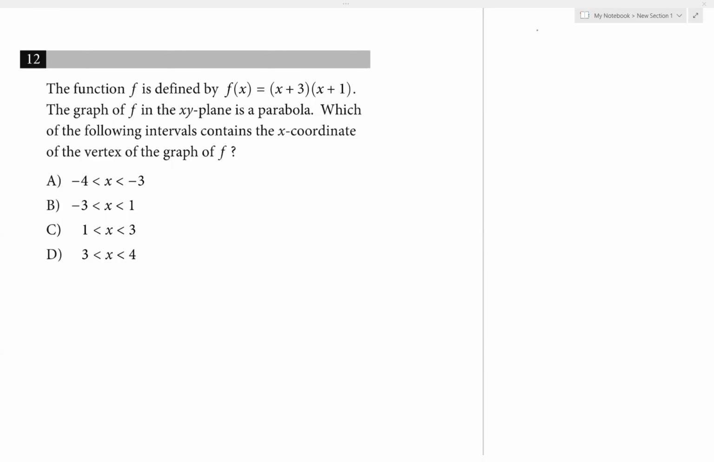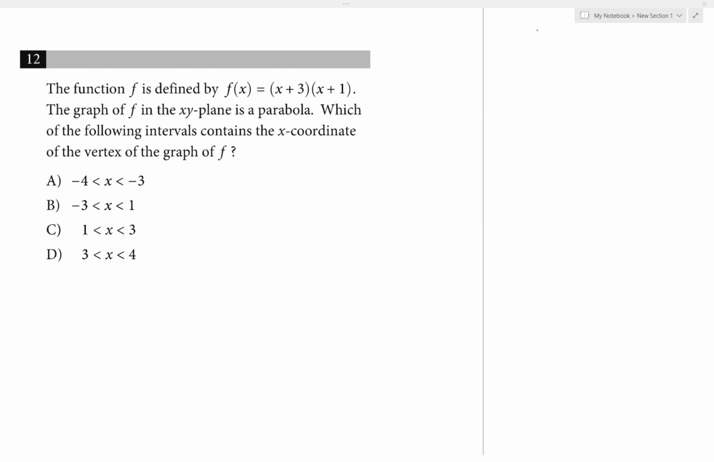All right, number 12. The function f is defined by f of x equals (x plus 3) times (x plus 1). The graph of f in the xy-plane is a parabola. Which of the following intervals contains the x-coordinate of the vertex of the graph of f? Okay, so they give us an equation and they told us this is a parabola.